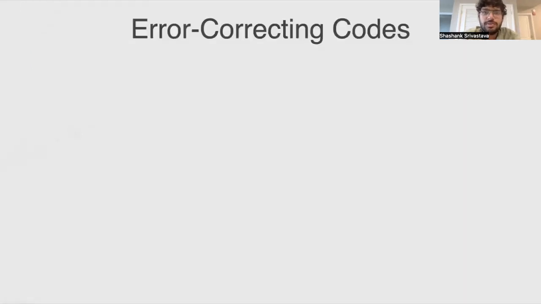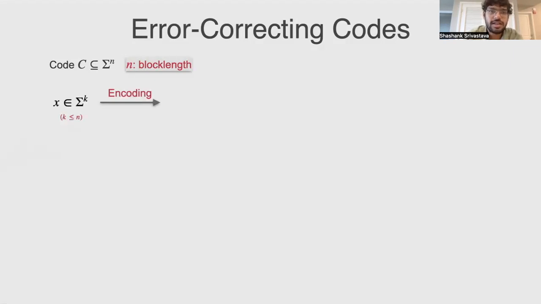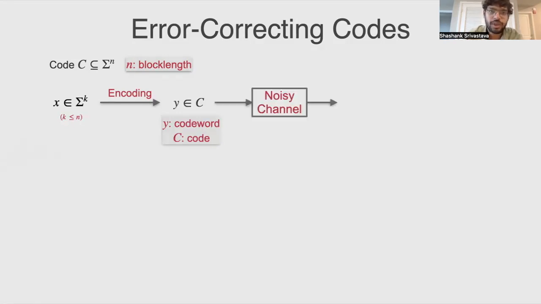Let's start with the basics of codes. A code is simply a subset of Sigma to the n, where Sigma is some finite alphabet, and n is an integer called the block length of the code. The way these codes are used is we start with a message, which can be seen as a k-length string over the same alphabet Sigma. Here k is supposed to be at most n, so think of a smaller number than n. And this k-length string is then encoded into a code word, which is a member of the code. So in particular, it is an n-length string.